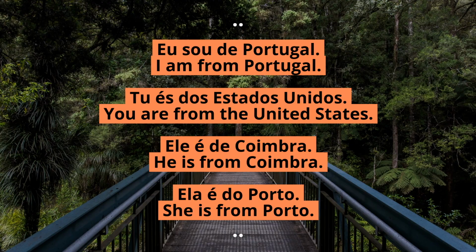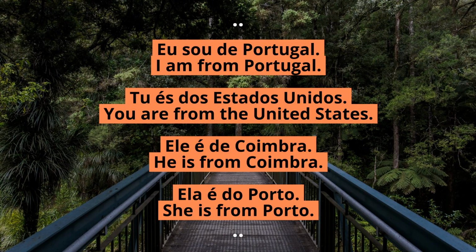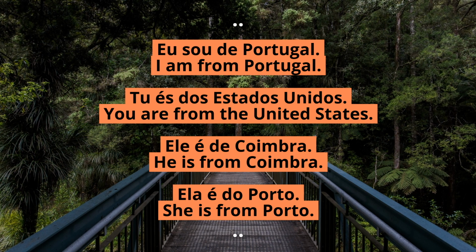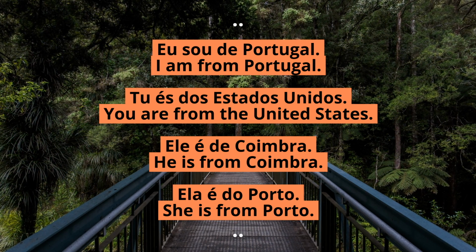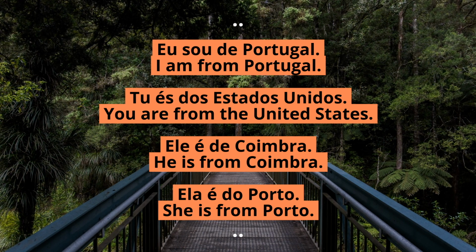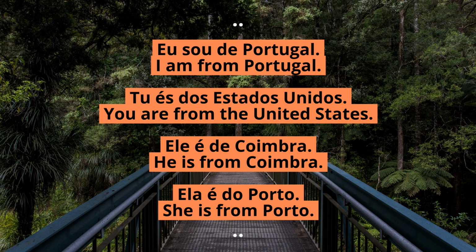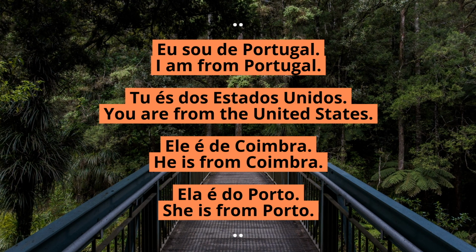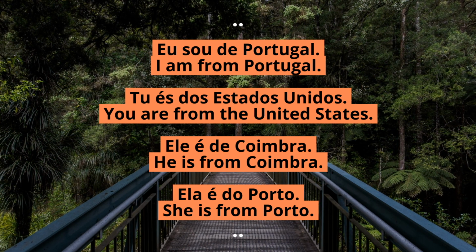Saying where you're from is also stated with this preposition. Let's take a look at some examples. Eu sou de Portugal. I am from Portugal. Tu és dos Estados Unidos. You are from the United States. Ele é de Coimbra. He is from Coimbra. Ela é do Porto. She is from Porto.